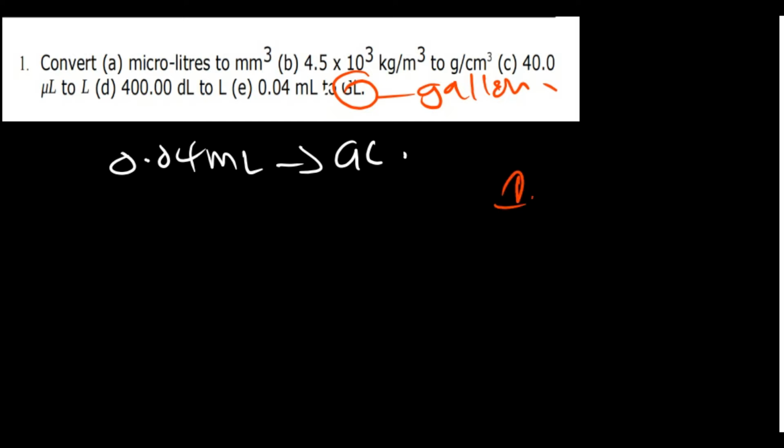So we have 0.04, this all the way to gallons. So this is basically gallon. This GL is gallon. What we have to understand is that in 1 gallon there is 3,785.41 milliliters.